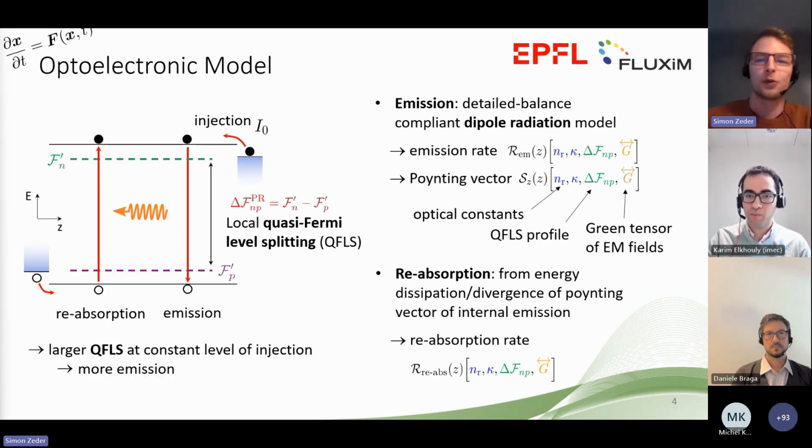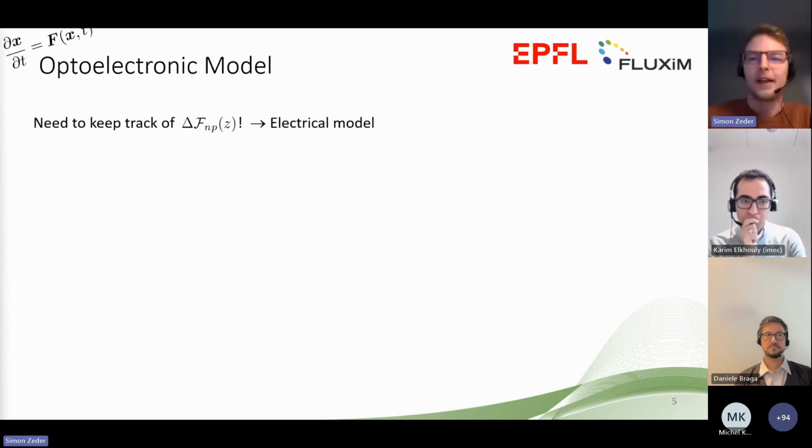Now, the reabsorbed photons result in an additional generation current, which of course will introduce a backcoupling on the local quasi-Fermi levels, leading to an increased quasi-Fermi level splitting. This will in turn lead to an increase in emission, and you get this kind of iterative effect, coupling optics and electronics. So in order to correctly describe the photon recycling process, it's imperative to also employ an electrical model to keep track of the quasi-Fermi level splitting.